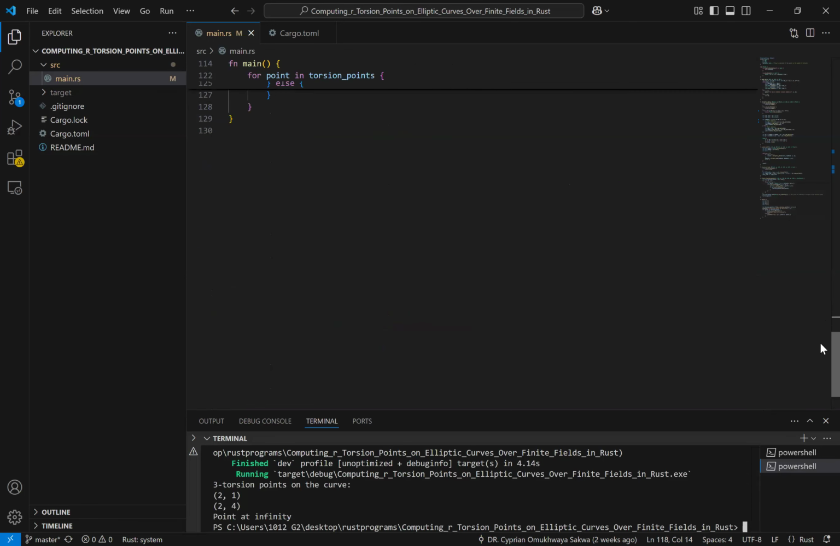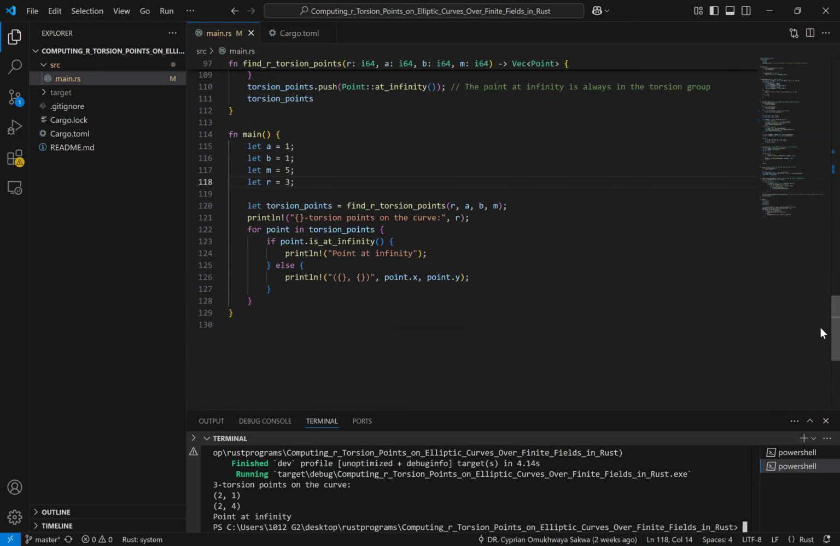I'm just referring to the last. This is what it has given us. 3 torsion points are here. Now, at this point, I had asked it that if a point is at infinity, just print for me point at infinity. And you can see that there was a point at infinity, it has written it here, point at infinity.